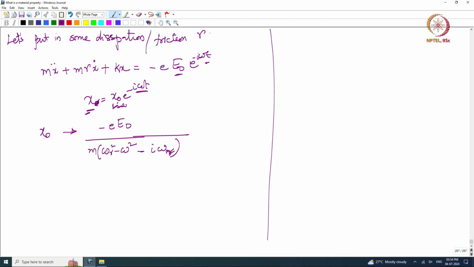Okay. So, this is the generic solution, and here I can divide this into a real part and an imaginary part, okay.